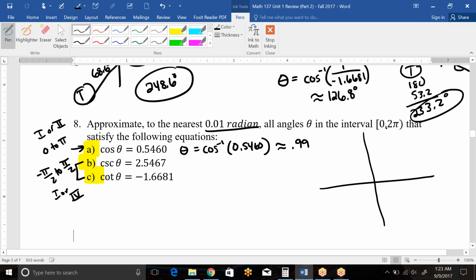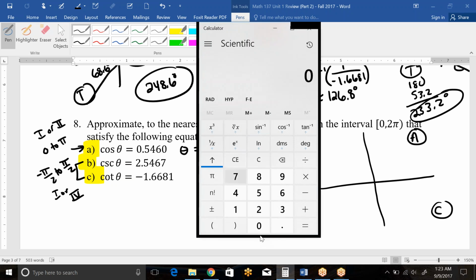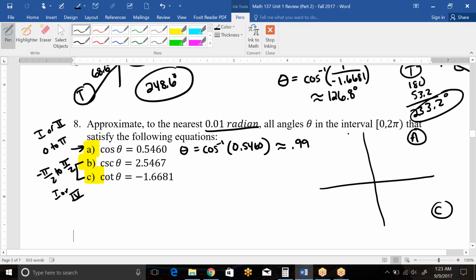So remember, cosine is positive in quads 1 and 4. So 0.99, if you know what pi over 2 is, just so you have a reference, pi divided by 2 is 1.57. That kind of helps. So 0.99 is in the correct quad right here. So that is a good answer. So that would be in radians. That's a good answer. So remember, this angle doesn't always match up. It could be a reference angle.